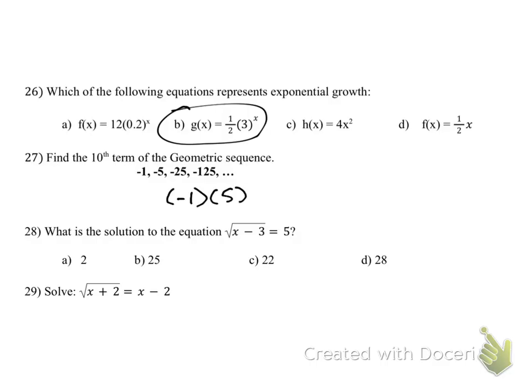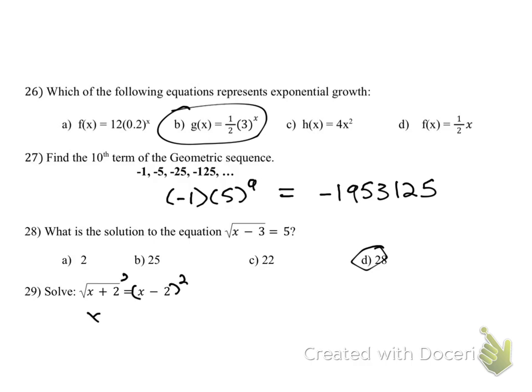27, I'm going to set up my geometric sequence formula. So first term's negative 1. My rate is negative 5 divided by negative 1, which is 5. Since 10th term, we do 10 minus 1, which will give me to the 9th power, which gives me that huge number, negative 1,953,125.